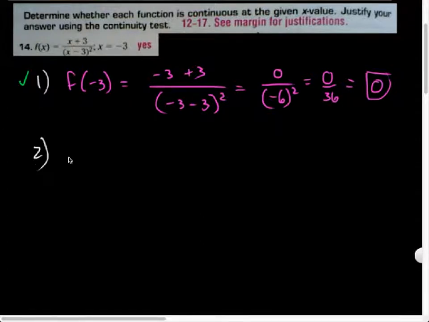Part 2 of the continuity test asks the question, is it approaching the same value from the left and the right of that point? Now, I could make a table of values. I could plug in something like negative 3.001 and negative 2.99 and figure out some numbers like that. I'm going to show this to you graphically here real quick.